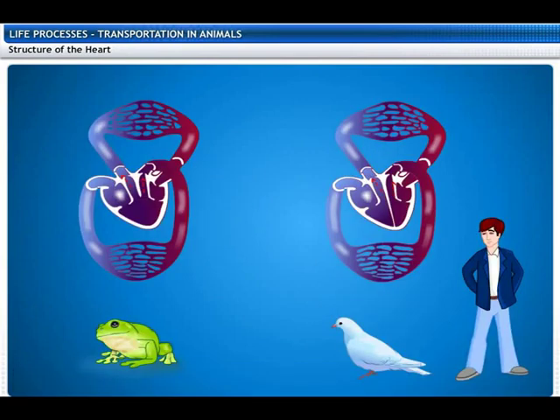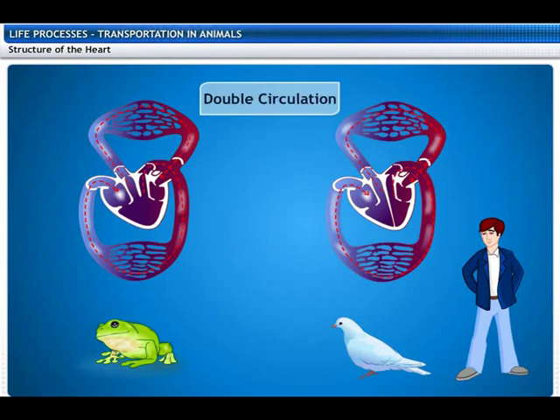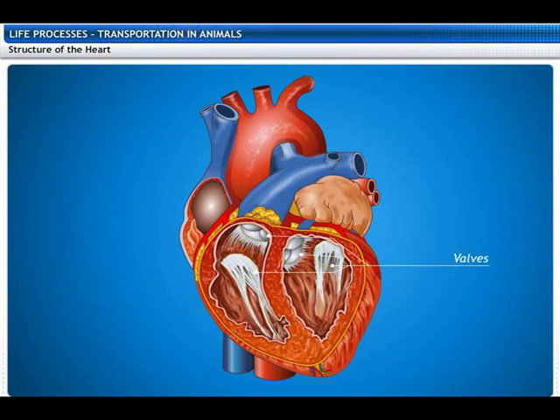Blood flows through the heart twice during each cycle in vertebrates like amphibians, reptiles, birds and mammals. So this type of circulation is known as double circulation. The heart is supplied with valves which allow blood to flow in only one direction from the auricle to the ventricle. These valves prevent the blood from flowing back.